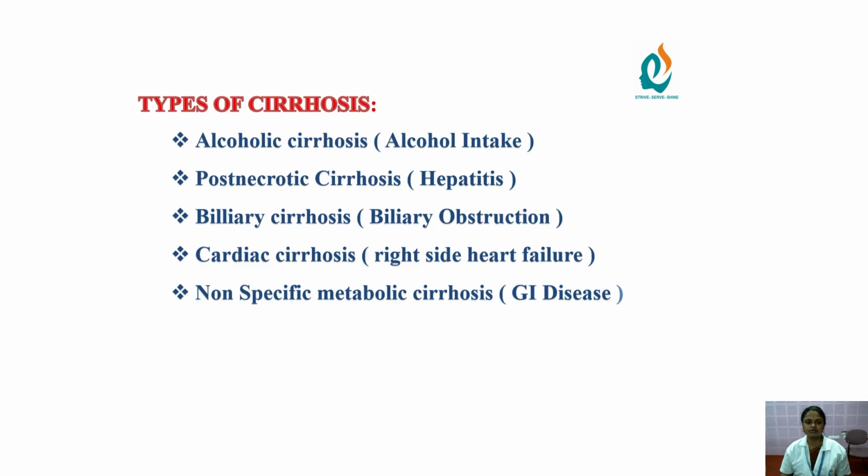So the types of cirrhosis: alcoholic cirrhosis, due to alcohol intake; post-necrotic cirrhosis, due to hepatitis; biliary cirrhosis, due to biliary obstruction; cardiac cirrhosis, due to right-sided heart failure; and nonspecific metabolic cirrhosis, due to GI disease.